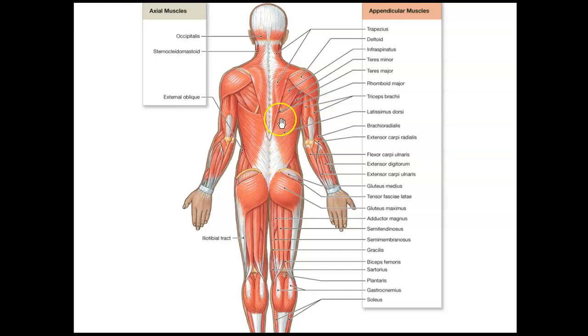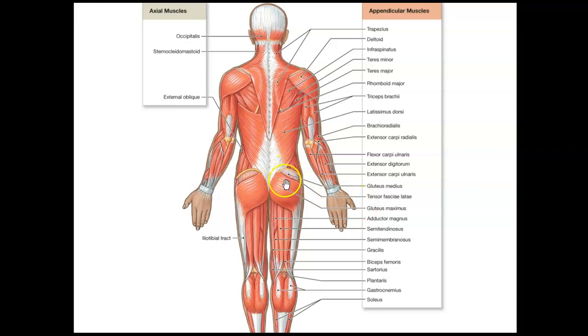So latissimus refers to a wide muscle, and dorsi refers to back. It covers the majority of your back, very large back muscle. We have the brachioradialis. You can see a little bit of it. The extensor carpi radialis, the flexor carpi ulnaris, extensor digitorum, allows you to extend your digits or your fingers. The extensor carpi ulnaris allows extension at the wrist.